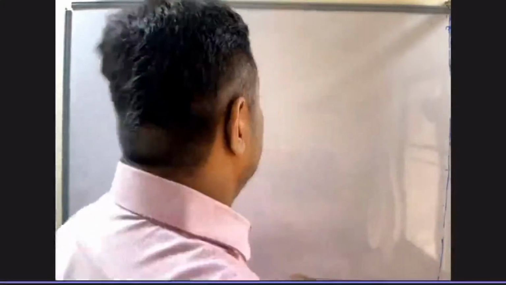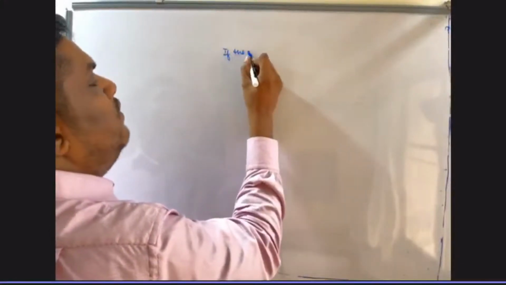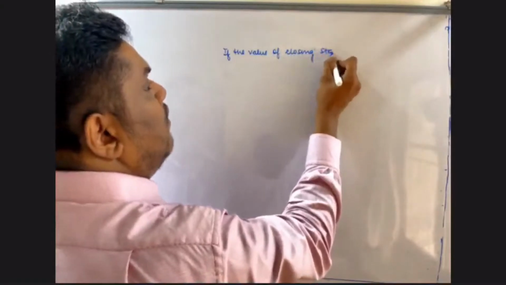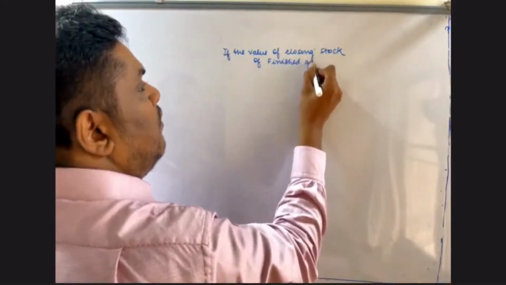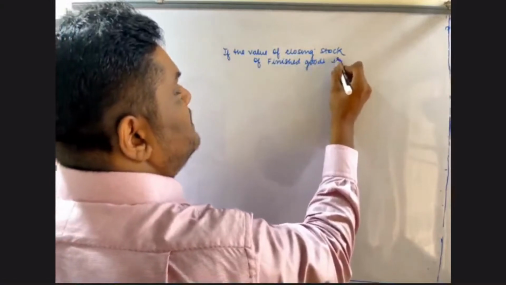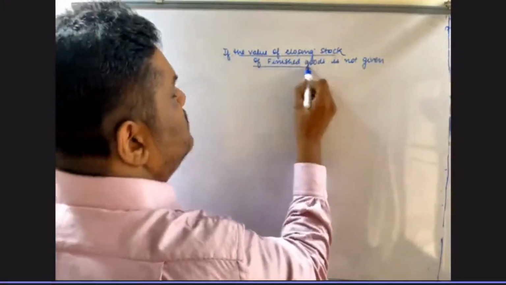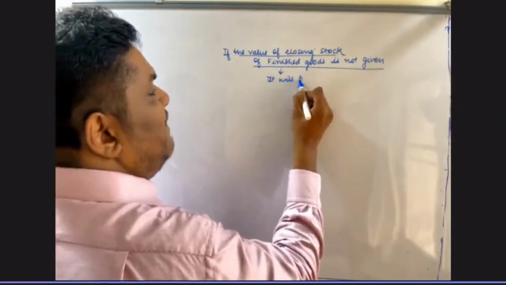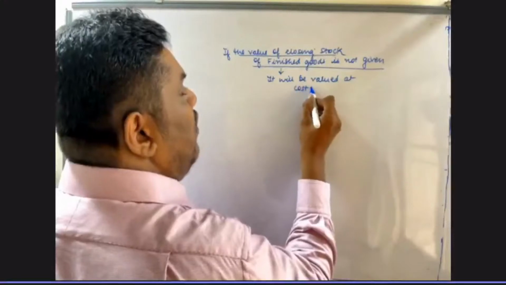Now a few more points I want to discuss. If the value of closing stock of finished goods is not given, then it will be valued at cost of production.